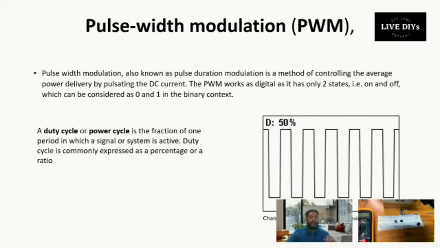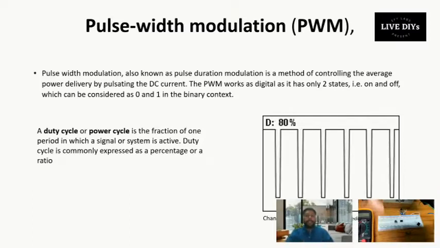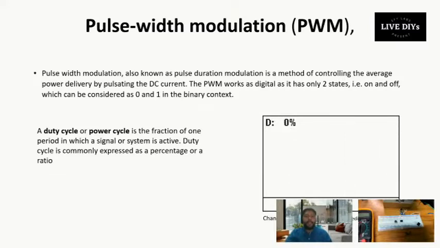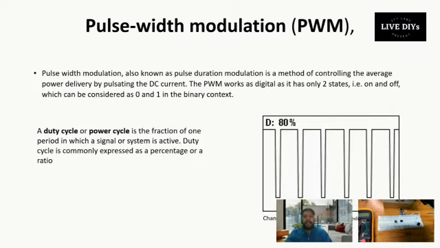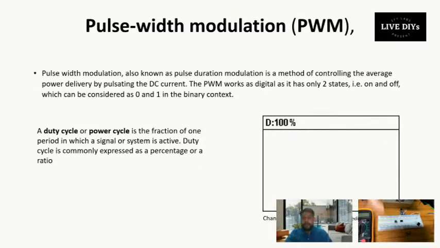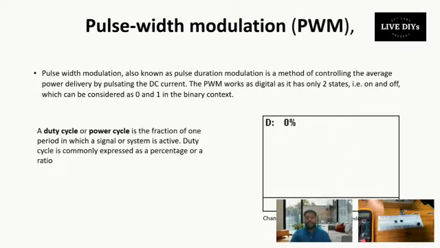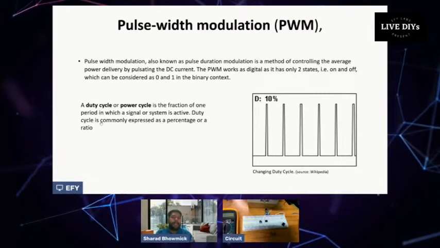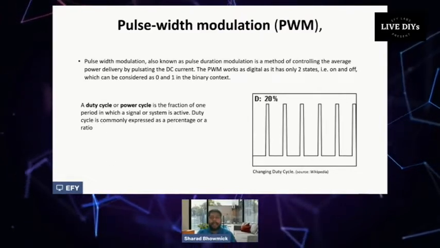In PWM, there are only 2 states. One is the positive state or the on state, and the other is the off state or 0. So it is like a binary. We can consider it in a binary context. Now, the main important thing to know about PWM is the duty cycle or the power cycle. From Wikipedia, it is the fraction of one period in which a system is active. Duty cycle is commonly expressed as a percentage or as a ratio.